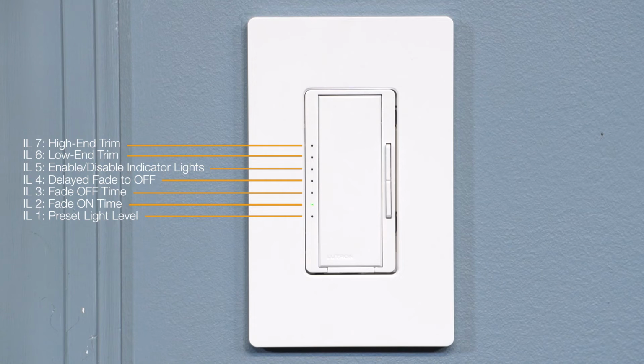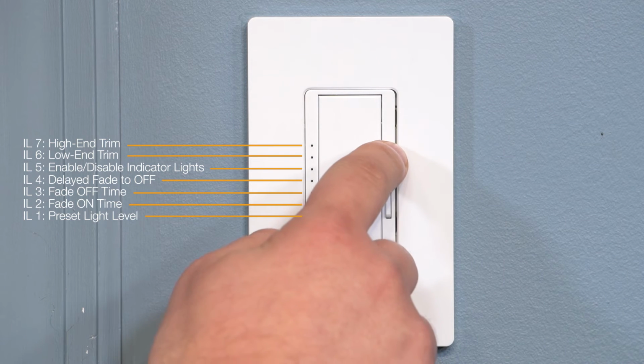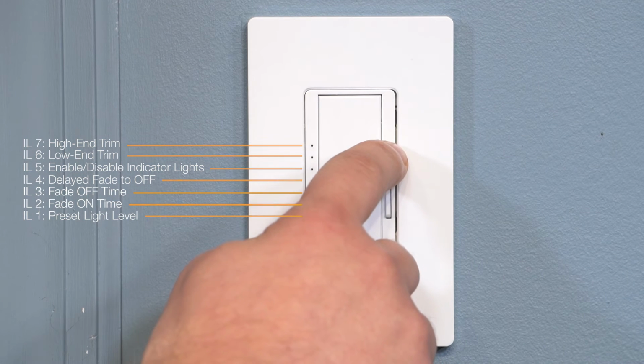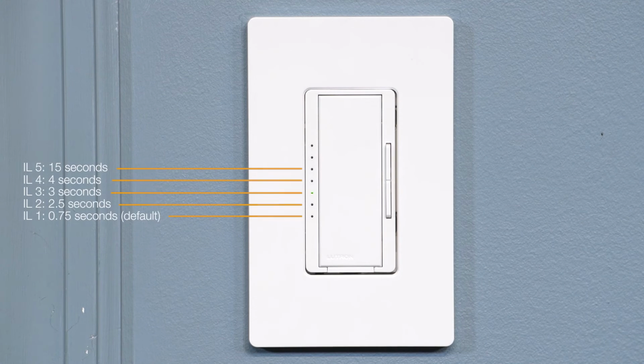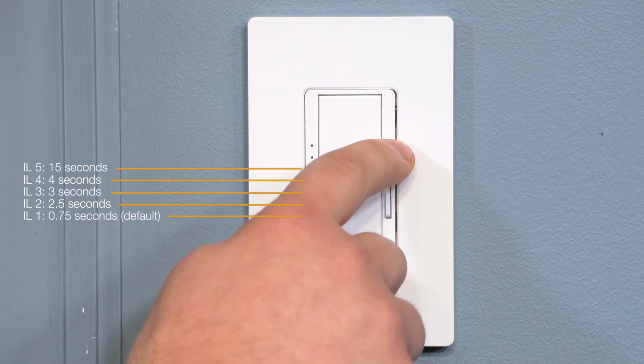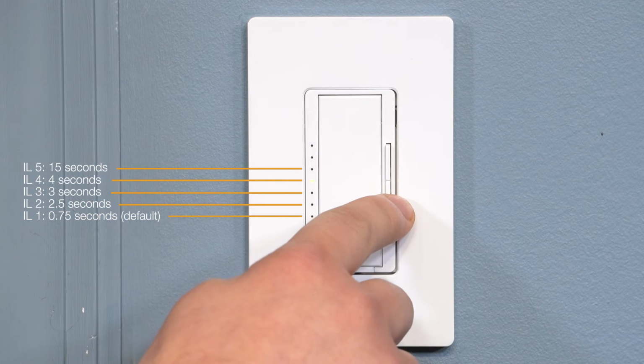Use the raise button to move the blinking LED to the third from the bottom indicator light for fade-off time mode. Once this is blinking, hit the tap switch once to enter this feature. Simply press the raise or lower buttons to choose the desired fade-off time.